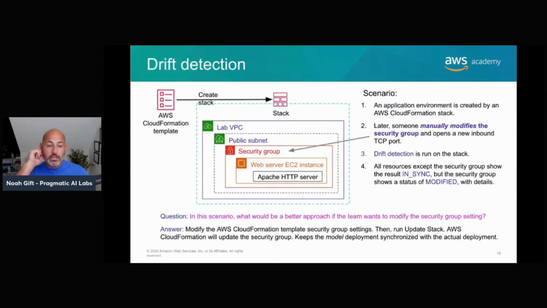Now, drift detection is a really critical component of infrastructure as code with CloudFormation. What this does is it shows you when something has actually been modified so that you can choose what to do in that particular situation.